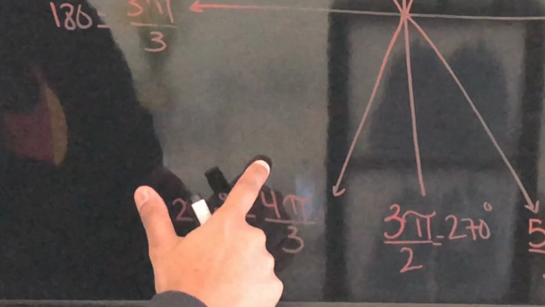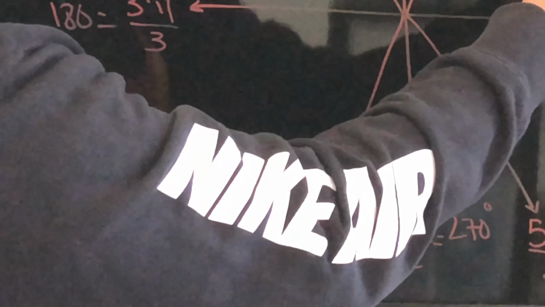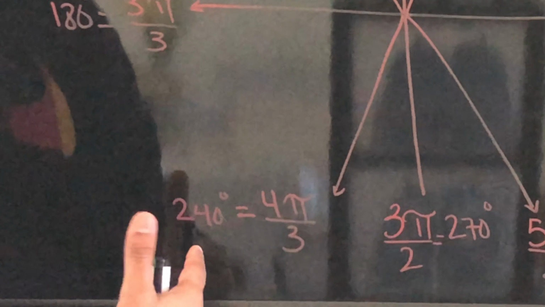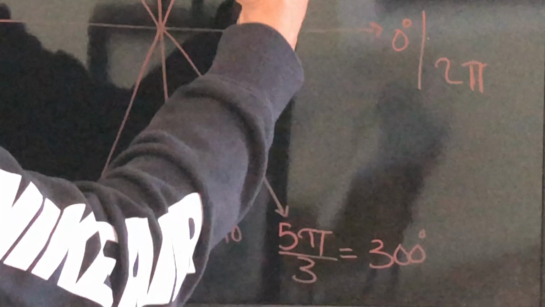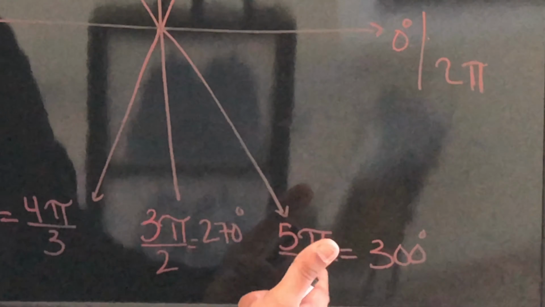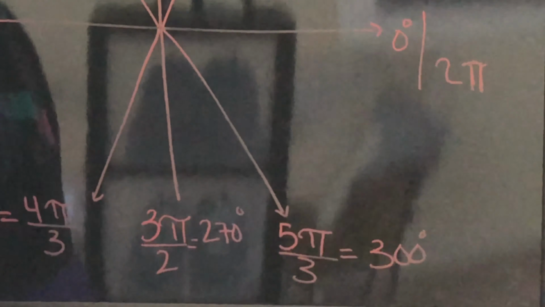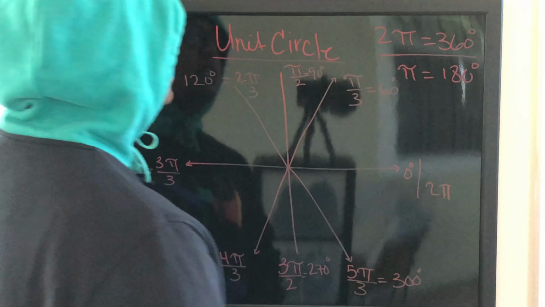The next one here is 4 pi over 3. Pi over 3 equals 60, 60 times 4, you're gonna get 240 degrees. And then 5 pi over 3, where pi over 3 equals 60 degrees, and you multiply that by 5, you get 300. Now, these are the main points.